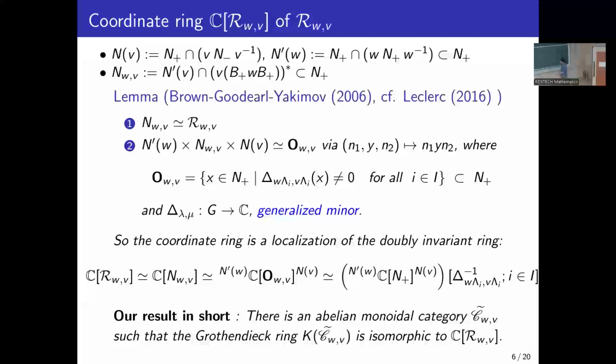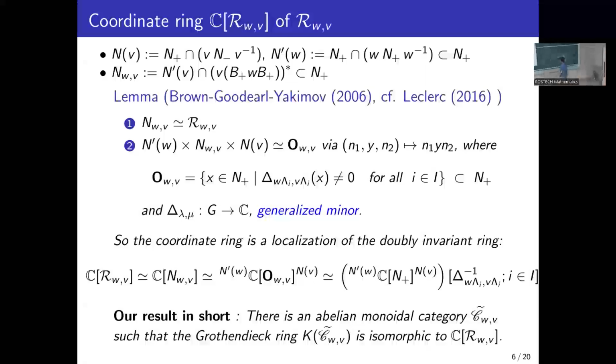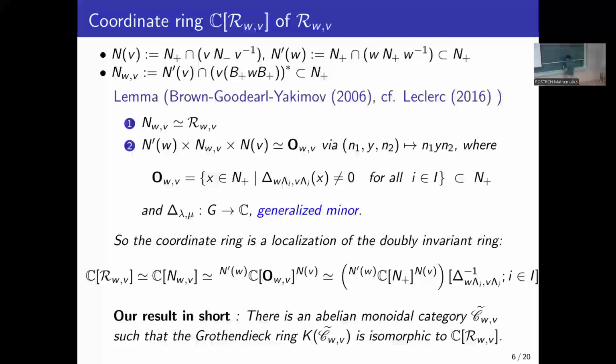So you can forget everything. You just remember that we are interested in this one. And this coordinate ring can be described as the localization of the double invariant ring. What is lambda I? Lambda I, yeah. So here lambda I is the fundamental weight.